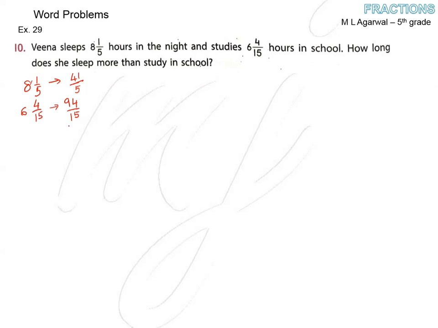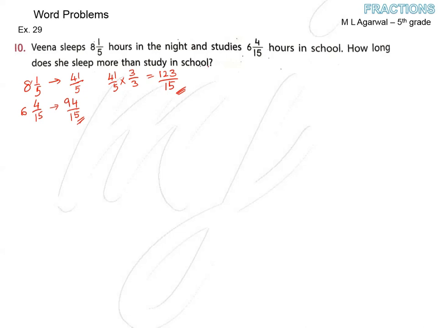Correct, 15. So to convert this to like fractions, I will multiply this by 3 at the base denominator. So the numerator also will be multiplied by 3. So this will become 3 1s are 3 and 4 3s are 12, 123 upon 15. Okay. Now this and this become like fractions. Now what they are saying, how long does she sleep?